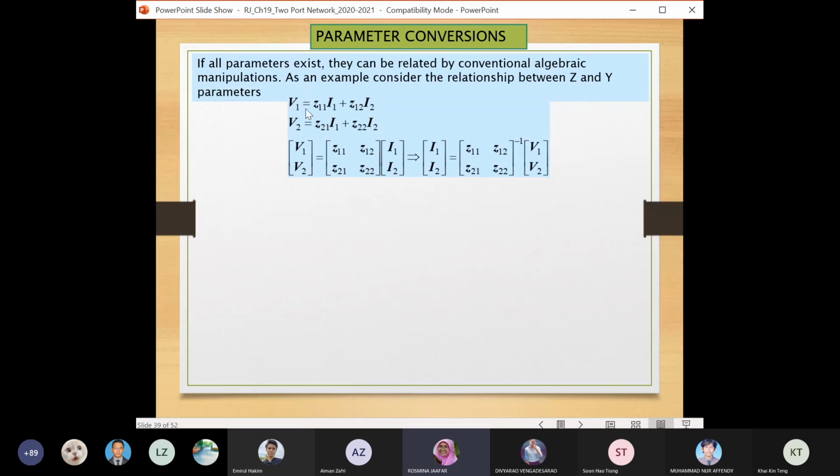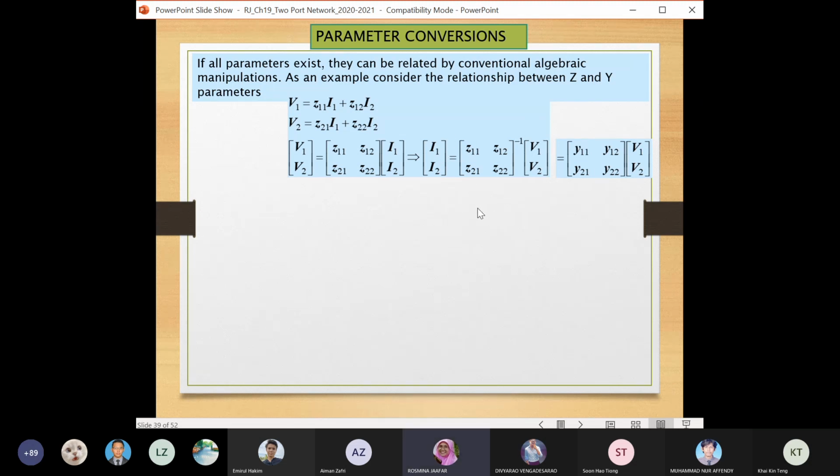So if you look at what equation is this? V1, V2. Straight away, you should be able to tell this is actually the Z parameter, because we have equation V1 and V2. And in terms of matrix equation, V1, V2 is Z times I1, I2. So if you have I1, I2 equals the inverse of Z times V1, V2, and this Z inverse is actually the Y parameter. Okay, and that means this part Z inverse is Y. So Y is actually the inverse of Z.